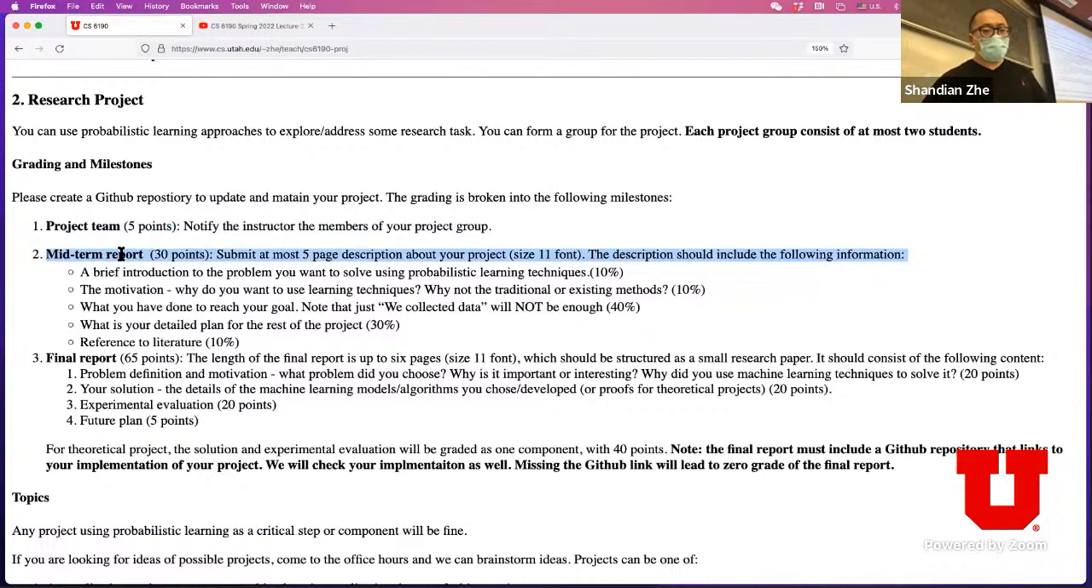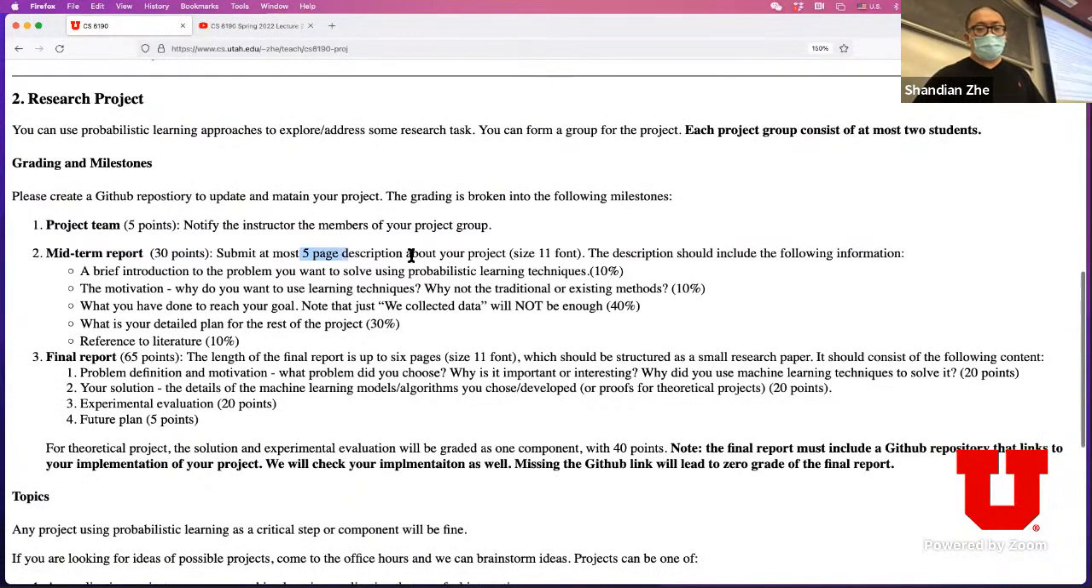And then in the middle, we expect a midterm report, which is worth 30 points. Submit at most a 5-page description of your project, in 11 font. We don't want you to write too much. This is different from paper reading. Concisely write the following. First, briefly introduce the problem you want to solve using probabilistic learning. For example, if you want to classify weather, or you want to predict mosquito behaviors, just tell us. And then the motivation.